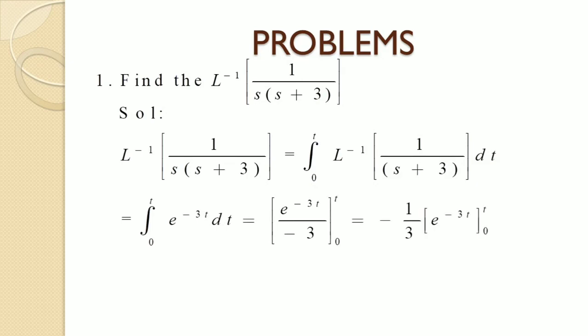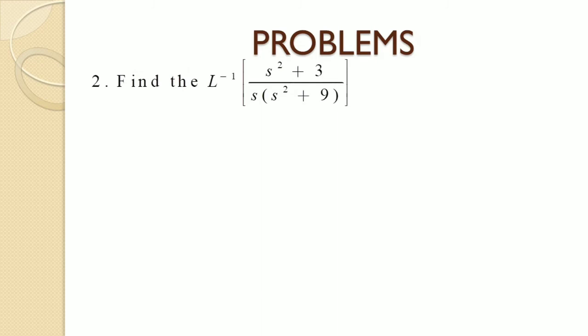So we know that L inverse of 1 by s plus 3 is nothing but e power minus 3t. So integral 0 to t e power minus 3t dt. Now integrating with respect to t, we get e power minus 3t by minus 3 with the limit 0 to t, which is equal to minus 1 by 3 into e power minus 3t, 0 to t. Now applying the limits, minus 1 by 3 into e power minus 3t minus 1, which is equal to 1 by 3 into 1 minus e power minus 3t.